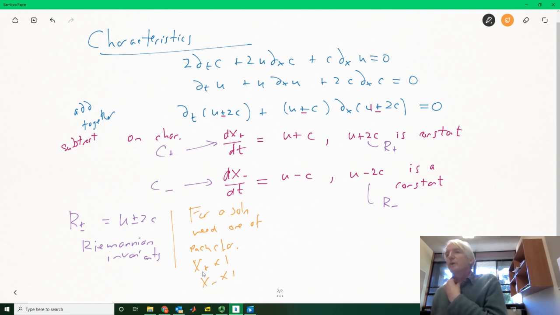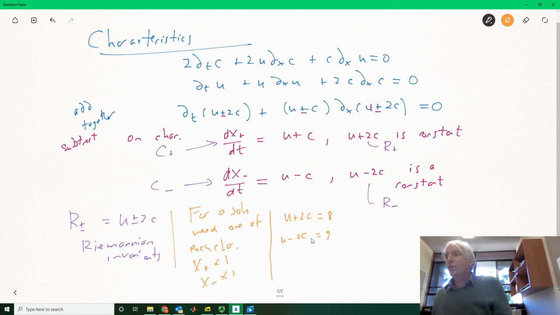Just one thing here is that you can sort of see that for a solution we need one of each characteristic. We don't want two x pluses, we want an x plus and an x minus at each point. We want an x plus, only one of them, and an x minus, only one. We don't want two x pluses coming together, that's going to be a shock. And likewise, we don't want only x pluses. We need the x plus and the x minus, because then we know what the value of this number is, and we know what the value of this is, and we can solve that system of equations. So maybe u plus 2c is equal to 8, say, and u minus 2c is equal to 9. And we can solve that system of equations and we'll find u and c.